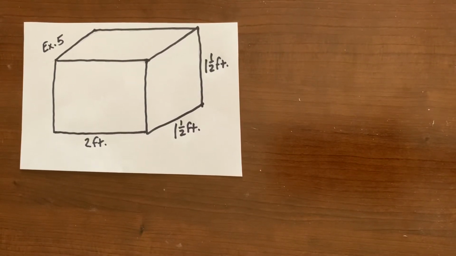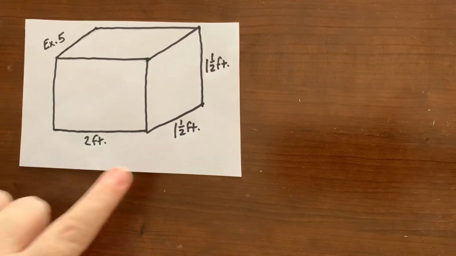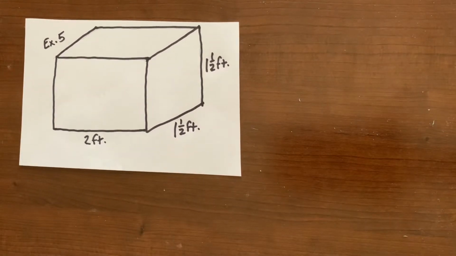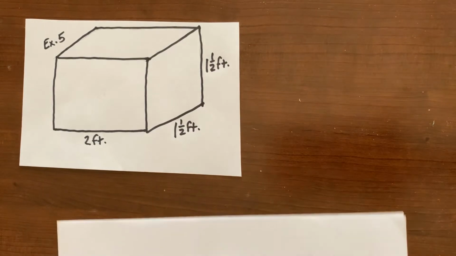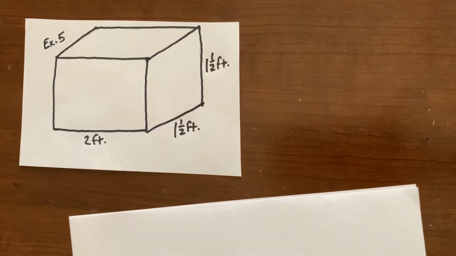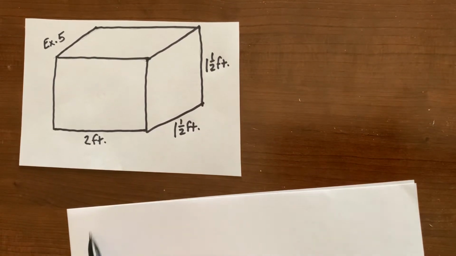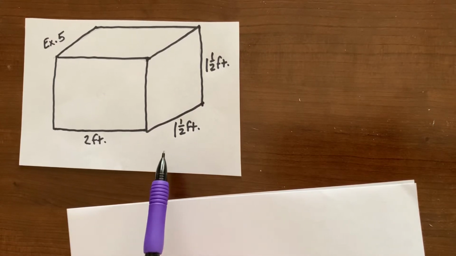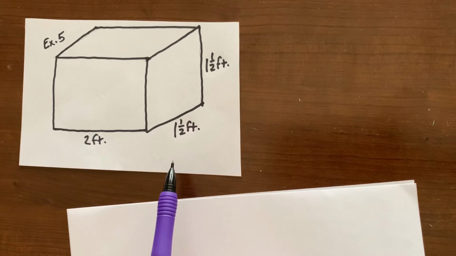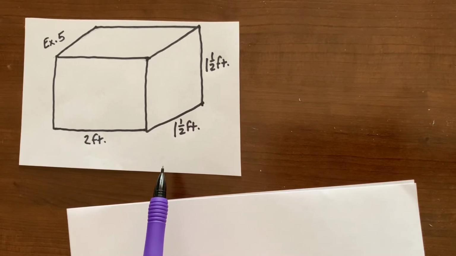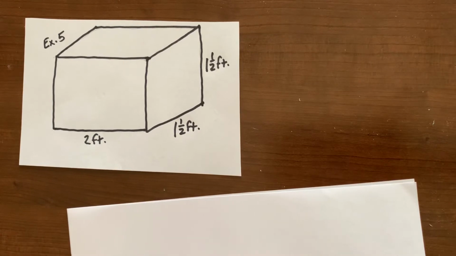Okay, here's my last example. And this one's got some fractions attached to it. So when I go ahead and label them for my little list of length, width, height, I'm going to change those fractions into decimals. It's not going to change the value of the fraction at all. I'm just changing them into something that's easier for me to work with.